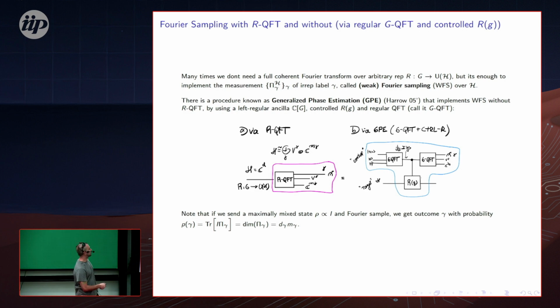And just note that if we send in a state that's proportional to the identity in the group module H, we will get outcome gamma, after implementing the measurement pi gamma, with probability trace of pi gamma, which is the dimension of pi gamma, which is d gamma times m gamma. d gamma is the dimension of the irreps, and m gamma is the number of times they appear. So we already see the strategy we're going to use. We're going to try to do something like this, and then compute m gamma from estimating the probabilities. We will initialize identities, sample many times, compute estimators, and then divide by d gamma. And that's kind of the end of the game, plus minus some details.